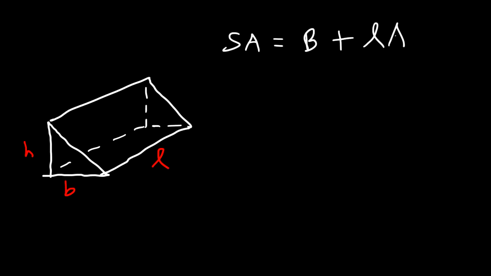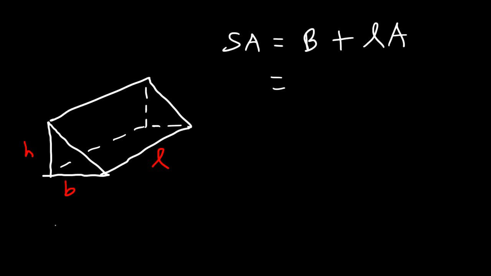Now let's talk about how to find the surface area of a triangular prism. So I'm going to draw the same picture, and we're going to use the same dimensions. So once again, we're going to define this to be the length of the prism. This is the height of the triangle, and the base of the triangular base. Now, in order to find the surface area of a prism, it's going to be the area of the base plus the lateral area of the prism.